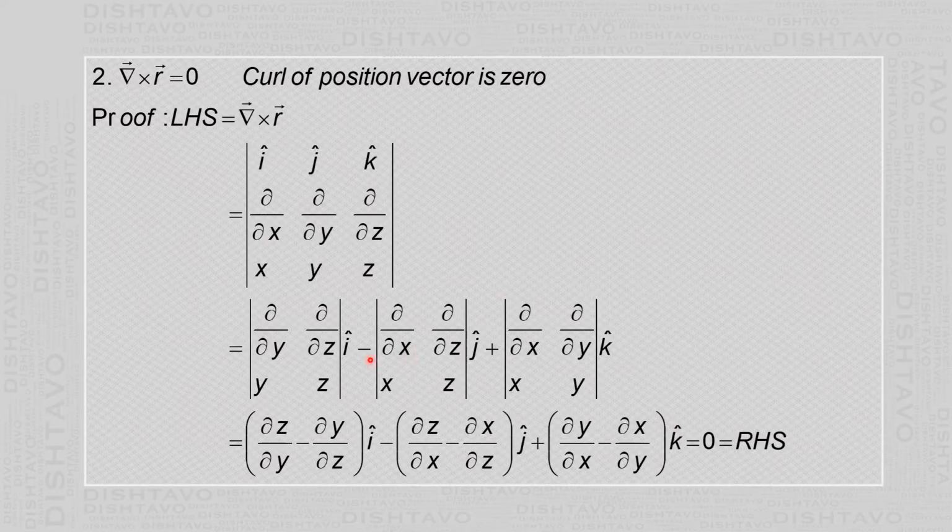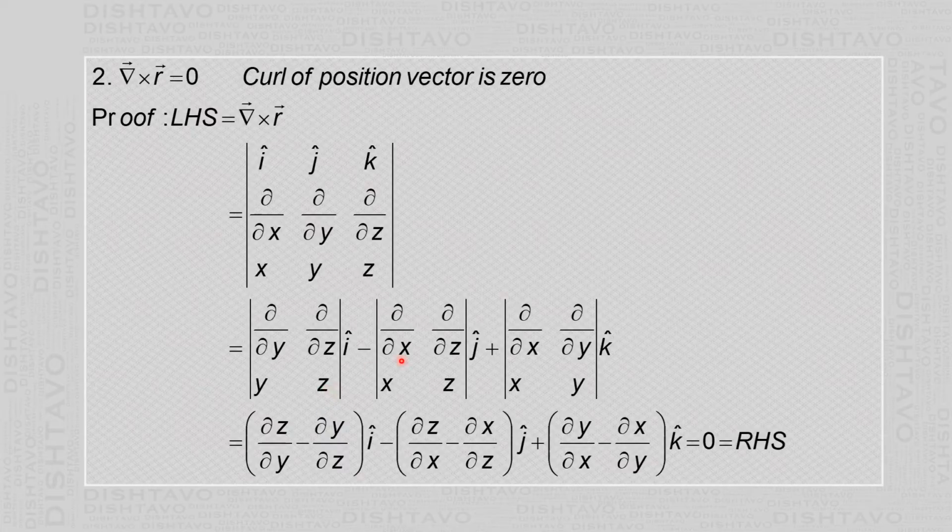Now here there are 3 terms containing 2 by 2 determinants. The multiples of those are the coefficients of the first row with alternating signs. So here it is plus i cap, minus j cap, plus k cap. To find the determinant whose multiple is i cap, cover the row and column containing i cap, and whatever remains, write in the same order. So here these are written as dou by dou y, dou by dou z and y, z.